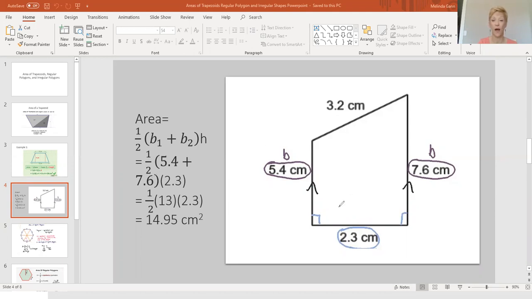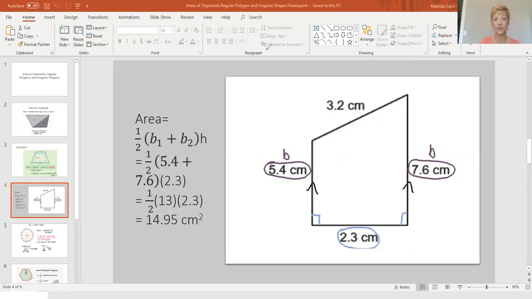And then remember, you're looking for right angles in there. They are. I drew them in for you. So that's how I know that the 2 3/10 is my height and not the 3 2/10, because there's not a right angle here, so that can't be my height. Height's never going to be slanted. Order of operations, you add first. So when you add 5 4/10 and 7 6/10, you get 13. Okay, and again, you can say 13 times 2 3/10 and then take half of that, and you're going to get 14 and 95 hundredths, and then don't forget your units, square centimeters.